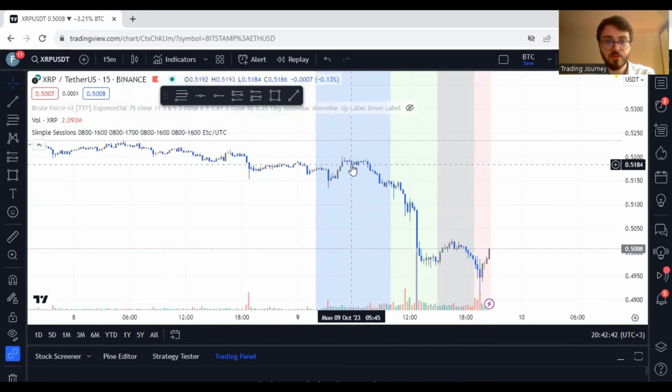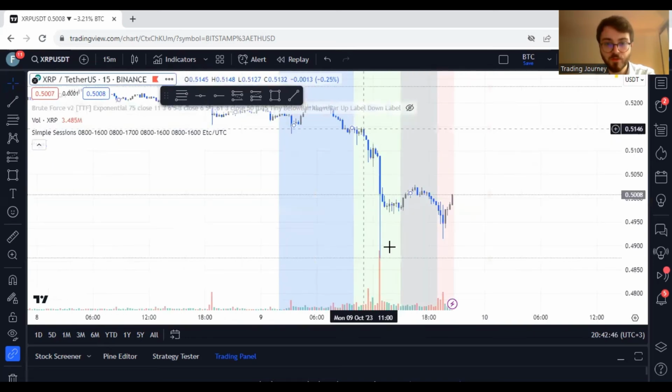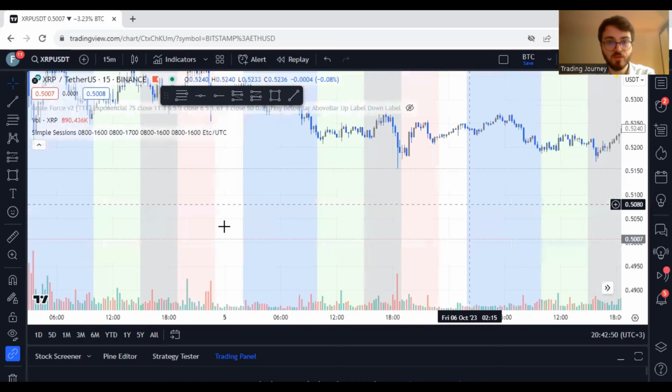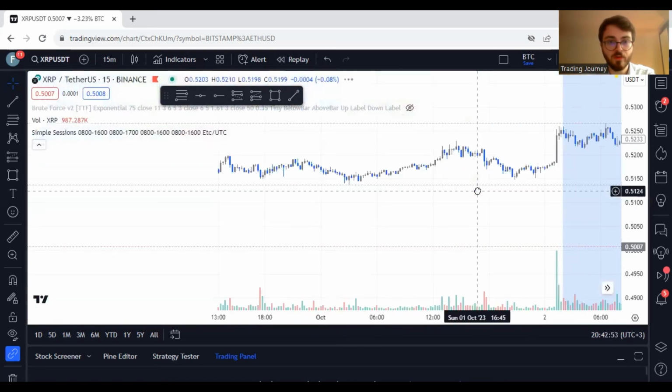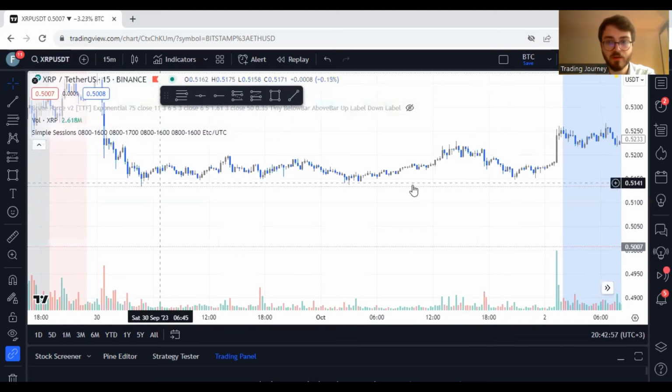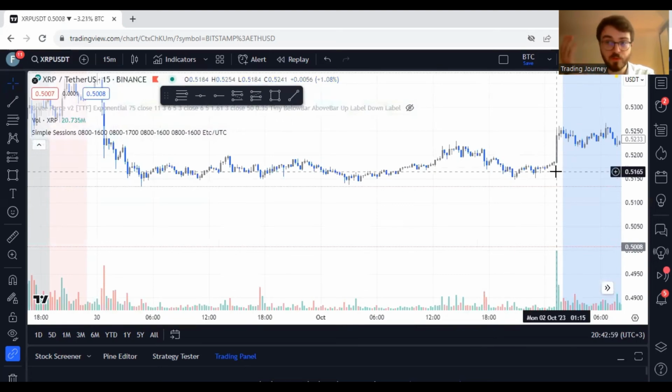And as you can see, as soon as the Asian session starts, and especially the London, you start to have a lot of volume and those big moves. So that's usually the case for weekends. If we go here, exactly the same, low volume, not much happening on the market. So that's also something to keep in mind.